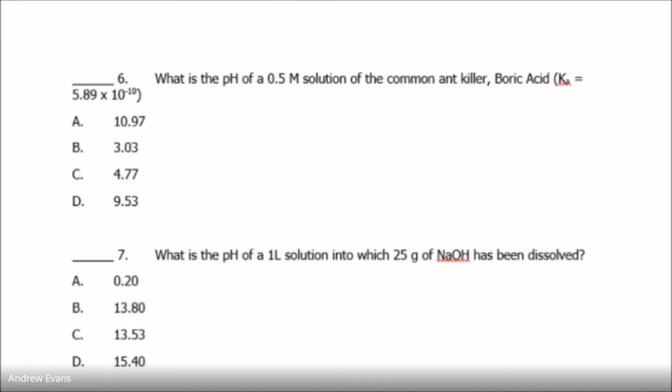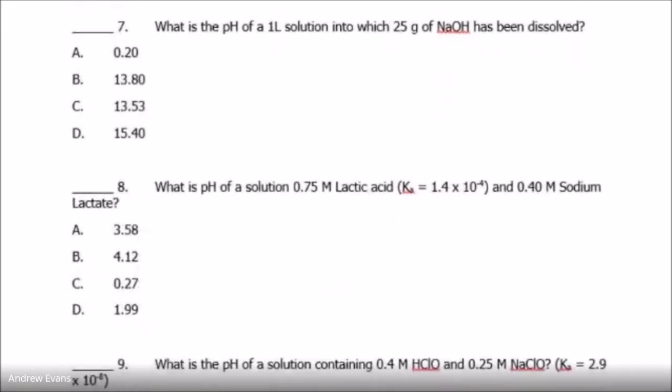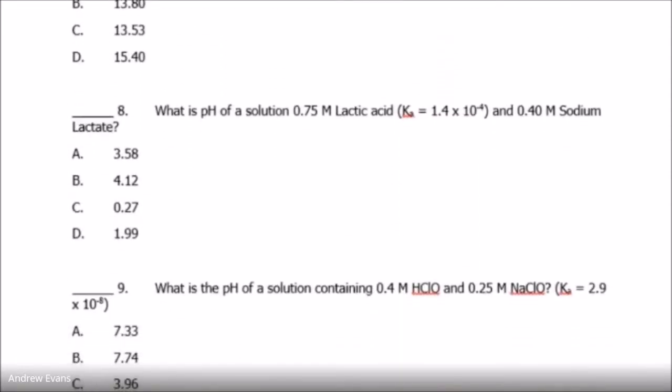Now keep moving. What is the pH of a solution of lactic acid and sodium lactate? So this is a buffer. We have the Ka, 4 times 10 to the negative 4th. HA is 0.75 and A minus is 0.4.